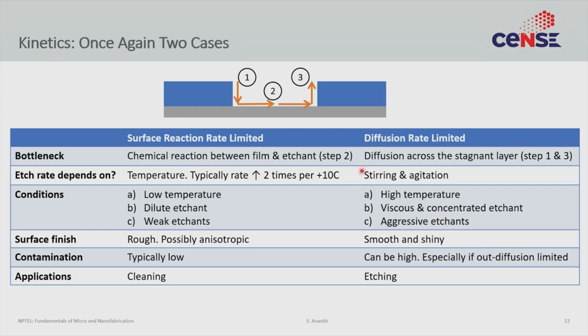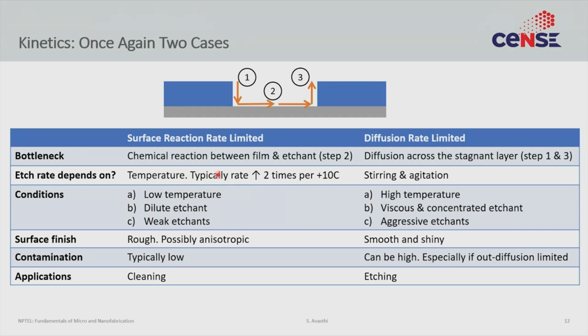Now, as we have discussed during CVD2, surface reactions or chemical reactions are often very strongly dependent on temperature. So, if the etching rate is surface reaction rate limited, then you can expect temperature to play an outsized role in the etching rate. Typically, the etching rate can go up to 2 times for just 10 to 15 degrees heating of the solution. And the advantage with this is you can probably etch at higher rates.